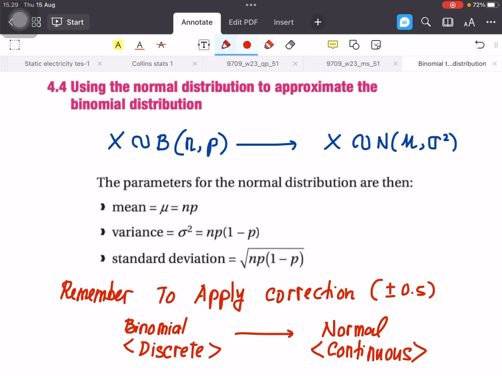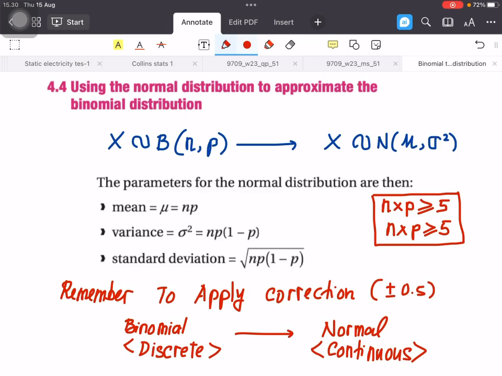You need to check first whether the n is large enough so that we can use the approximation. The simple method to check whether or not we can use approximation is to check the value of n times p. If it is bigger than 5 and also n times q is bigger than 5, if both values are bigger than 5, then we can use normal distribution to approximate binomial distribution.